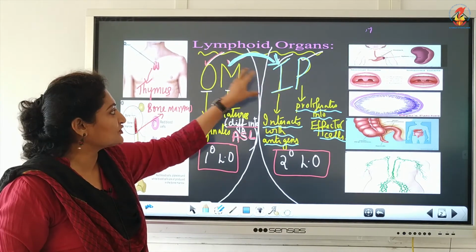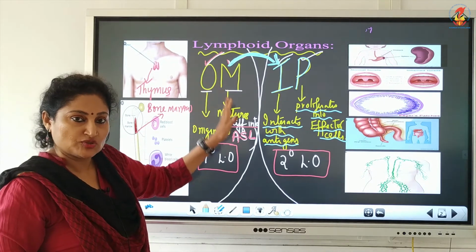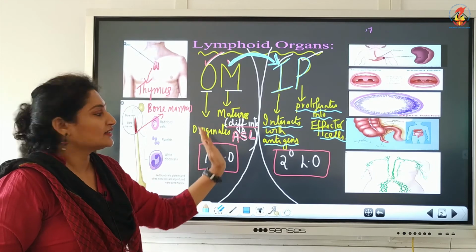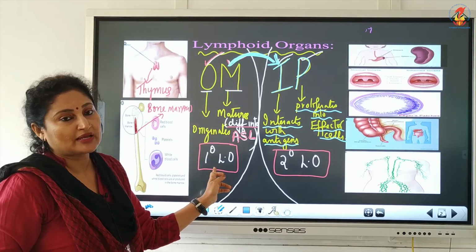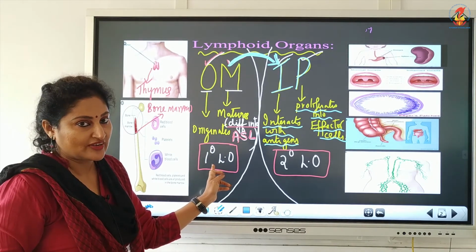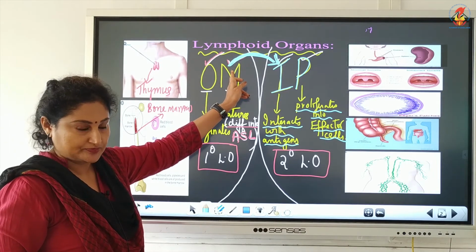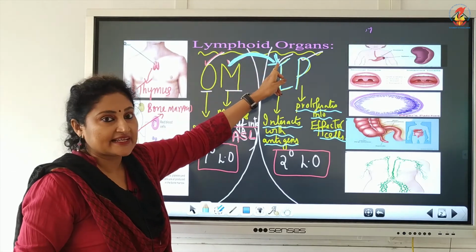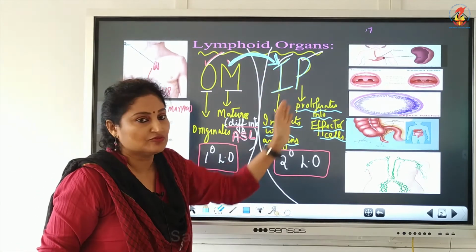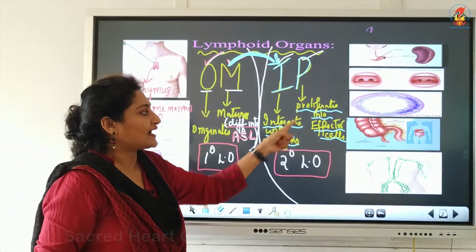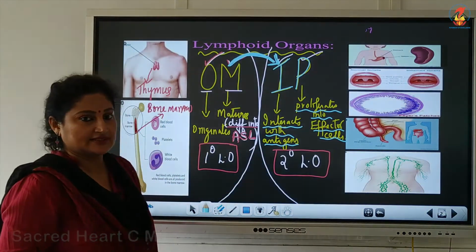You have to have a continuity with the primary lymphoid organ. So, you have to say after maturation. By that way you have to define, because it is in continuity with the primary lymphoid organ. So, how will you define secondary lymphoid organs? After maturation, the lymphocytes migrate to the secondary lymphoid organs, where they interact with antigens and proliferate into effector cells.